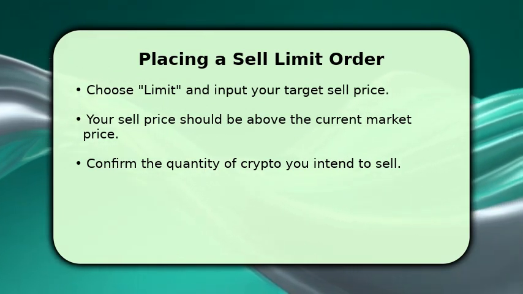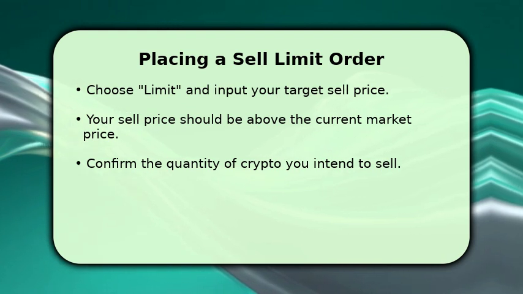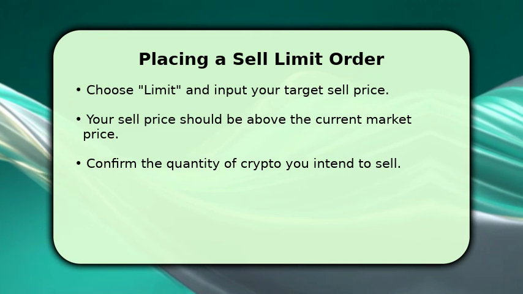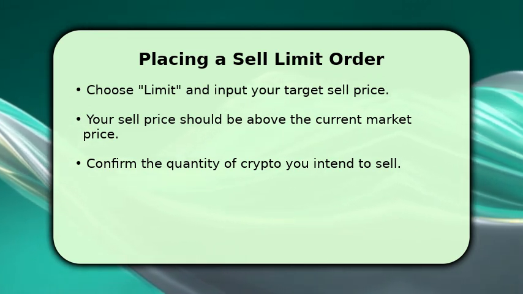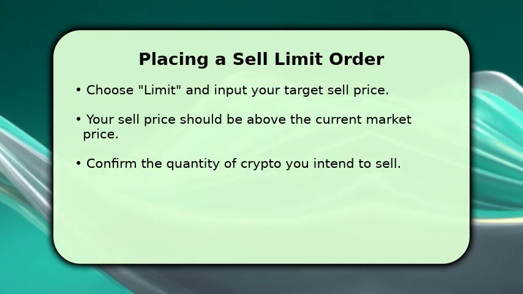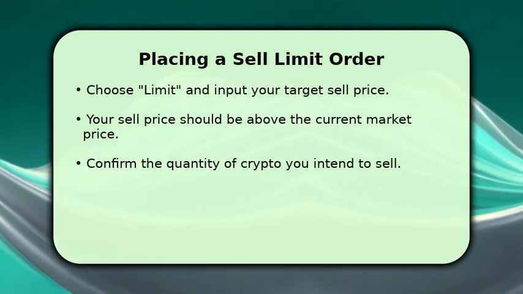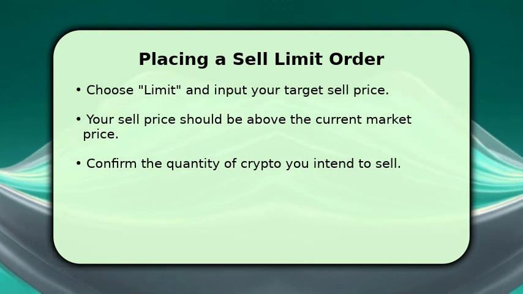Setting a sell limit order follows a similar path. On the trading screen, select limit and then specify your target selling price. This price should be higher than the current market value to ensure profit or a strategic exit. After setting your desired price, input the amount of cryptocurrency you wish to sell. Review your details and then place the order.